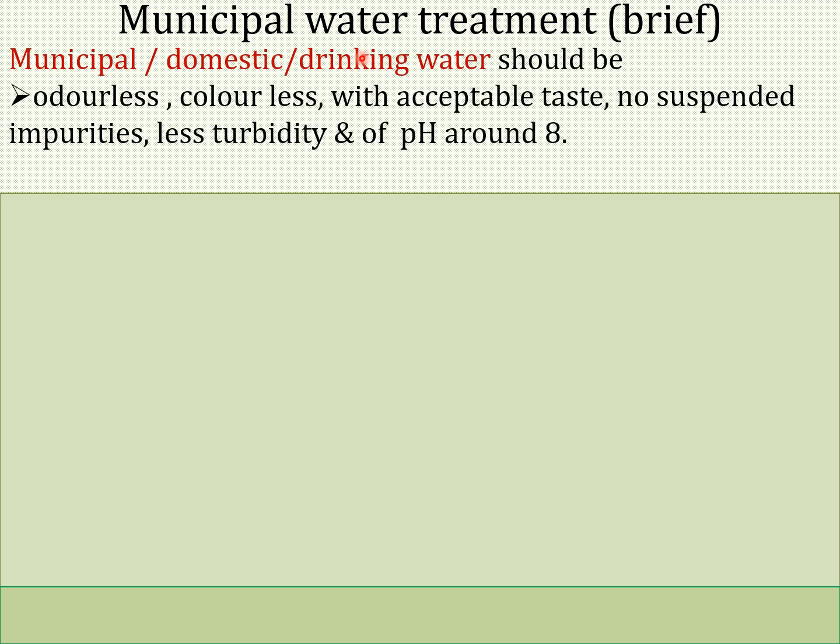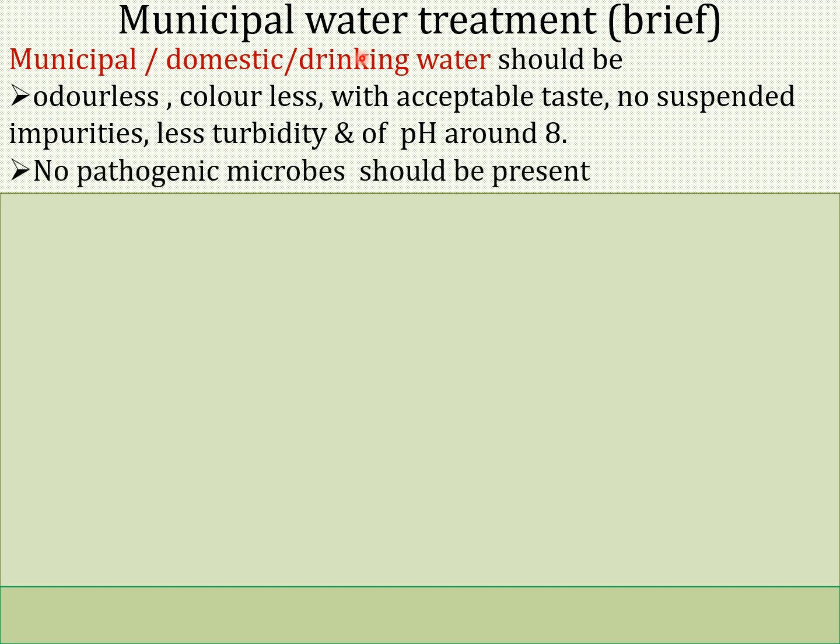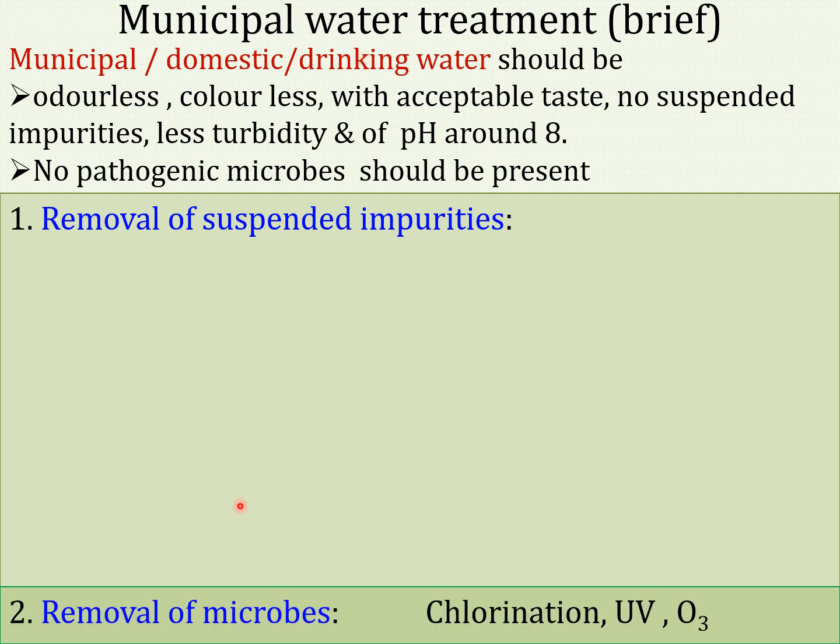The drinking water should be odorless, colorless, with an acceptable taste and with no suspended impurities and less turbidity, and also a slightly alkaline pH of around 8. And most importantly, it should not have any disease-causing microorganisms. So all these have to be ensured by treating the water, and the process is called municipal water treatment. Mainly, it has 2 stages. One is the removal of suspended impurities, and the second one is the removal of microorganisms present in them.